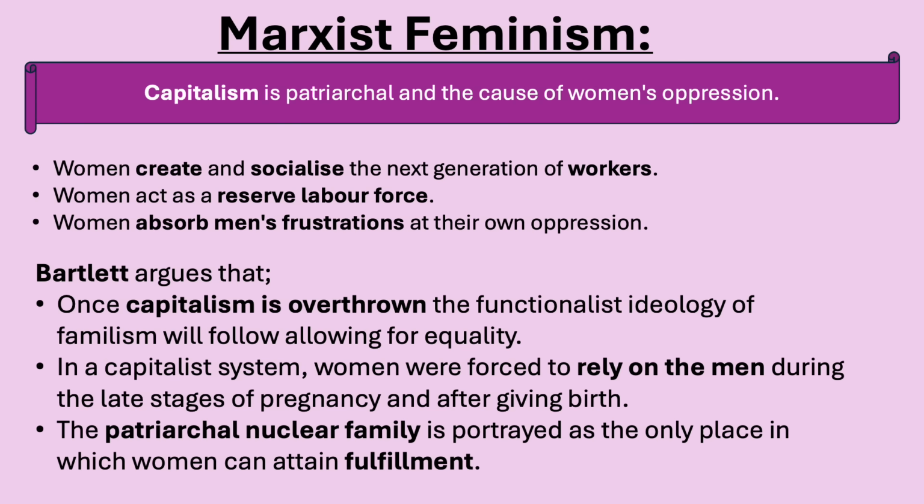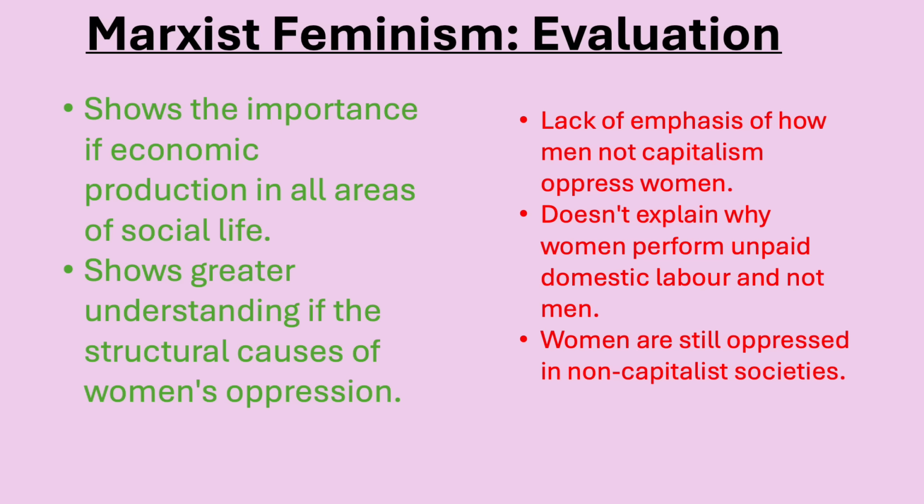In a capitalist society, women were forced to rely on the men during the late stages of pregnancy and after giving birth. The patriarchal nuclear family is portrayed as the only place in which women can attain fulfilment. But as we know from looking at the family, that isn't true at all. The strengths of this would be that it shows the importance of economic production in all areas of social life, and it shows greater understanding of the causes of women's oppression.